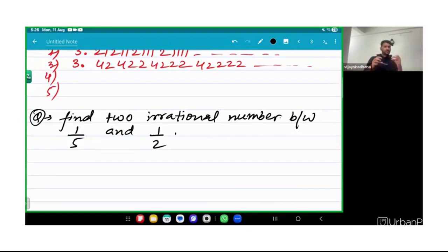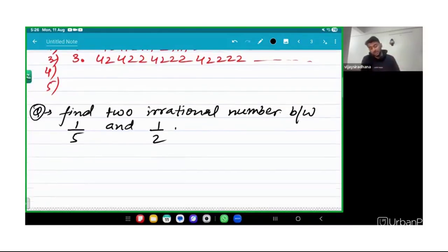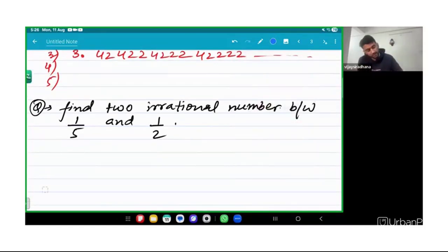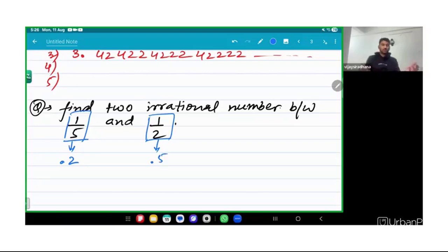First of all, you should get the decimal value of the fractions. You might be aware that 1 by 5 is nothing but 0.2 and 1 by 2 is nothing but 0.5. So you got it, right? You simplified the fractions in decimal form.